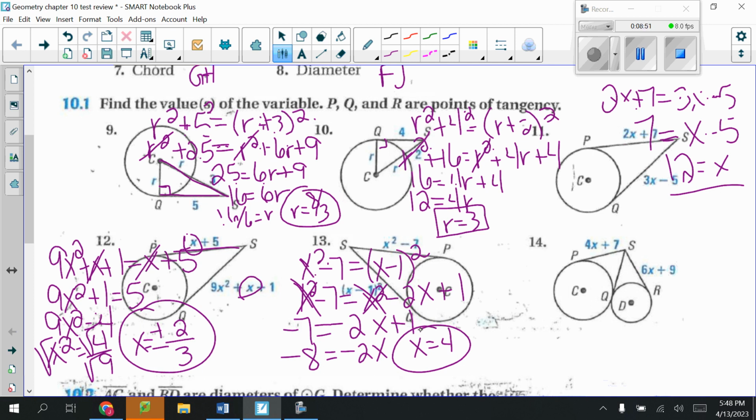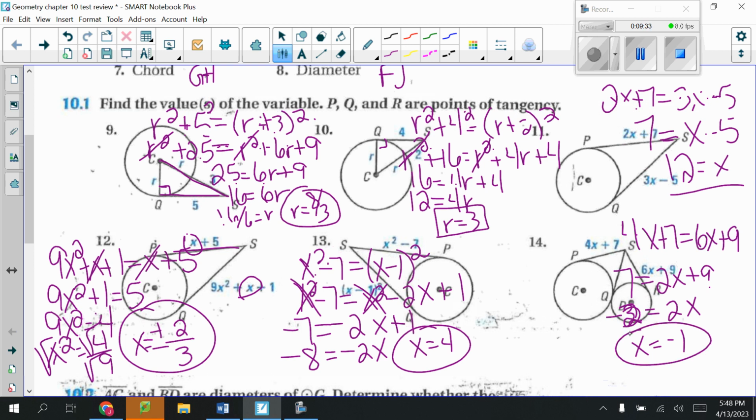Number 14, again, looks very similar, only this time I have two circles. It still works the same because they're both external tangents. So I set them equal. So 4x plus 7 equals 6x plus 9. I'm going to move the 4x over, so then I have 7 equals 2x plus 9. Move my 9 over, so I get negative 2 equals 2x. Divide, x is equal to negative 1.